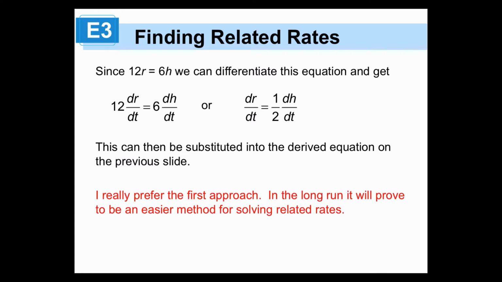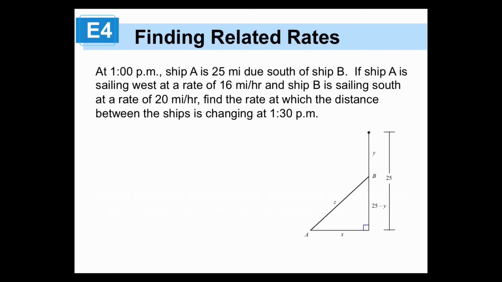So that says, I should have emphasized the "really" with an underline or something. I think you find the first approach quite a bit easier, because you still have to do similar triangles in the second approach. It's just you're solving for dr/dt and dh/dt, which is too much work.